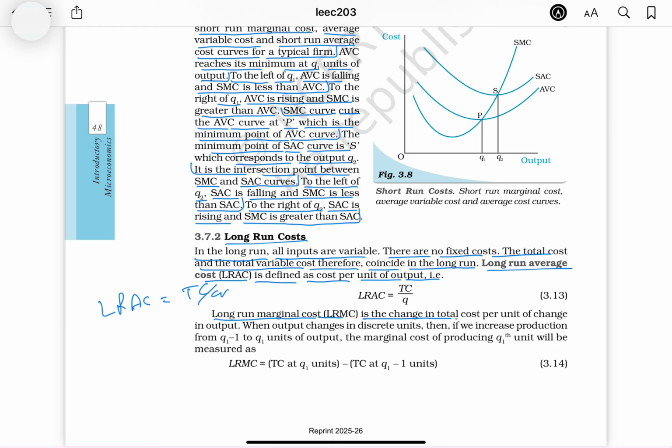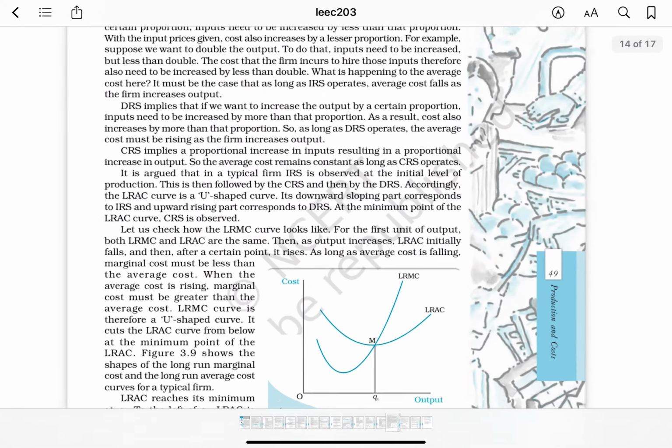LRMC is the change in the total cost per unit of change in output. When output changes in discrete units, then if we increase production from Q1 minus 1 to Q1 units of output, the marginal cost of producing the Q1 unit will be measured as LRMC equals TC at Q1 units minus TC at Q1 minus 1 units.